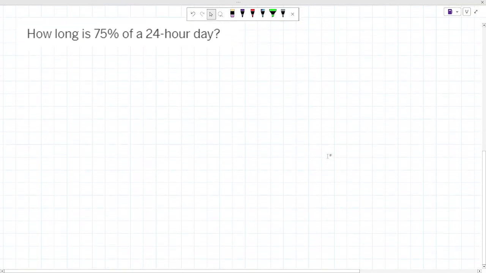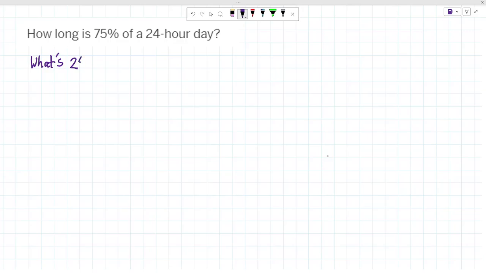Okay, so how long is 75% of a 24-hour day? First, we're going to ask what's 25%, or 1/4. So 24 divided by 4, what's that going to be? 4 times what equals 24? You can pause the video if you need to look at your multiplication chart. 4 times 6 is 24.